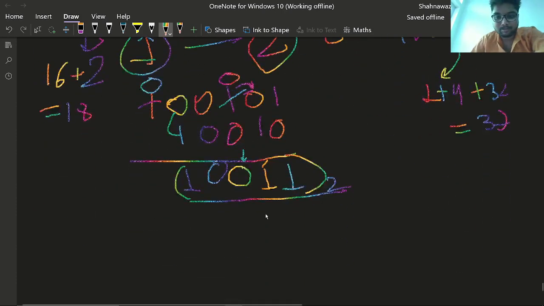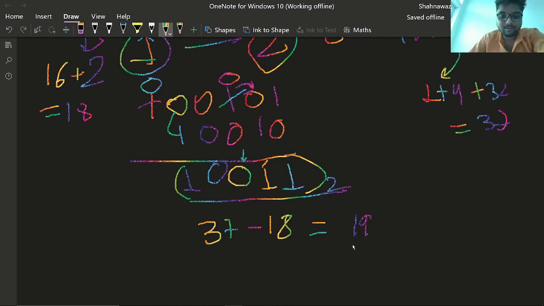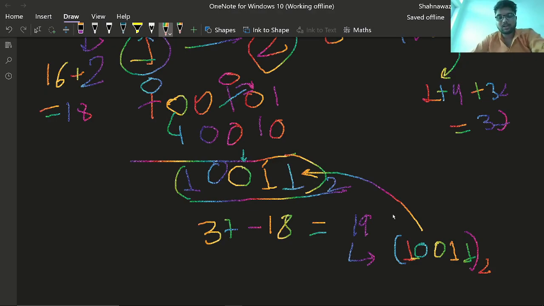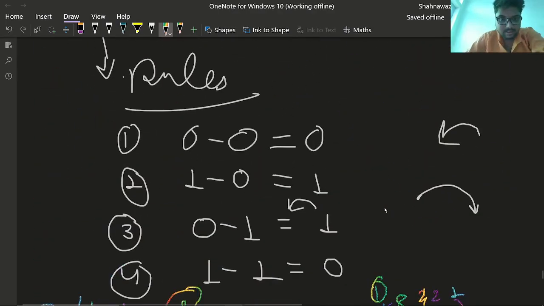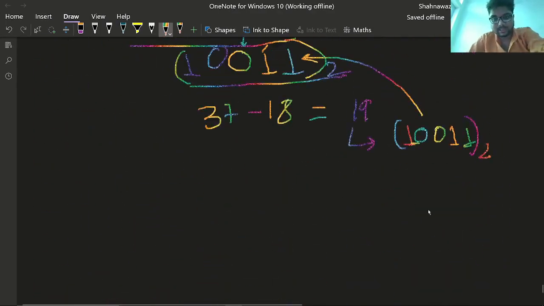Okay, so we have to perform 37 minus 18. What will we get, tell me? 19. And what is the binary format for 19? It is 1 0 0 1 1. Okay, that is 16, 8, 4, and 2, and this one. So the same result is what we are getting from this. All right, I think this basic binary subtraction method is clear to you.